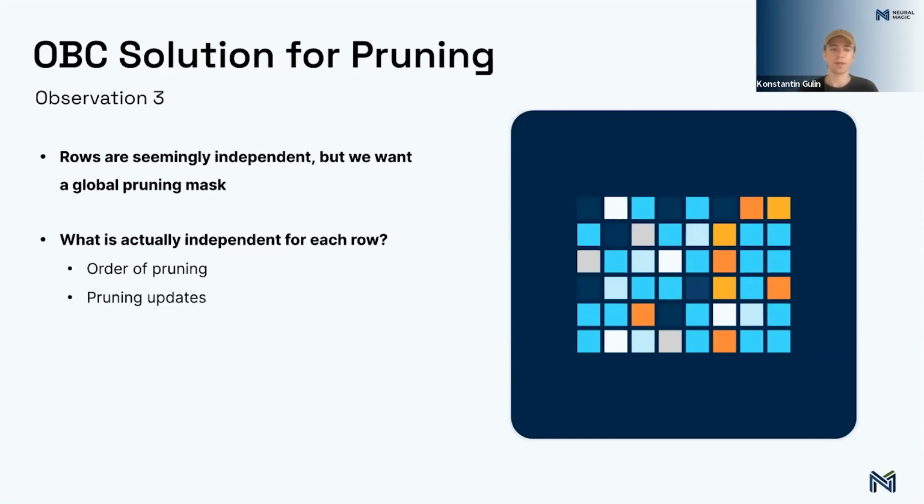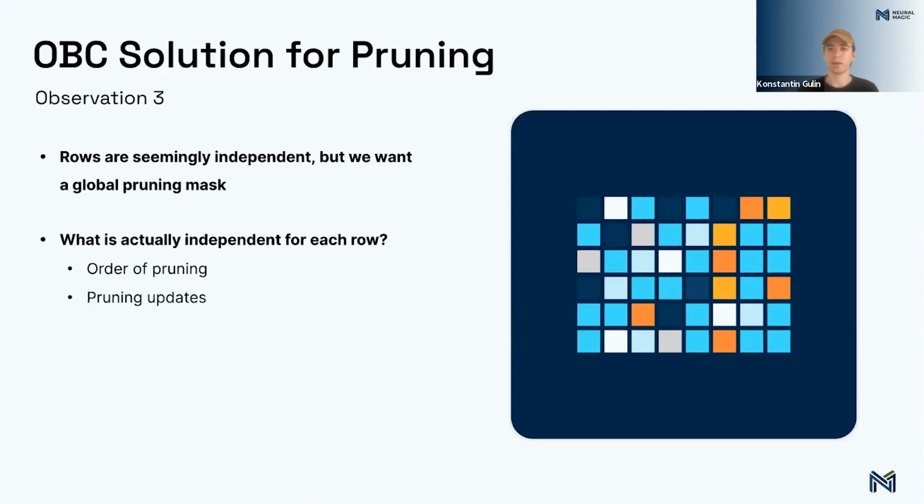But let's talk about what is actually independent for each row. So the order of pruning, right? If we know that we want to prune 5 weights from a row, then we simply follow the formula that was given to us by OBS and that update, and we do those 5 update steps. And that is going to be independent for each row. If you're pruning 5 from row 1, that process is going to be completely independent of how you're pruning weights from the other rows.